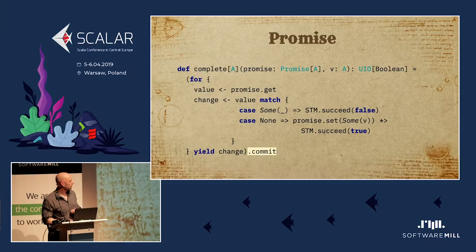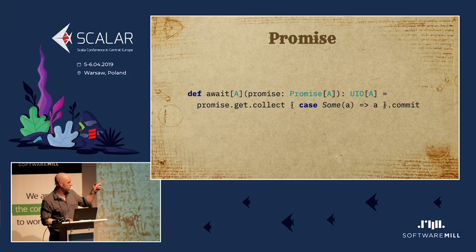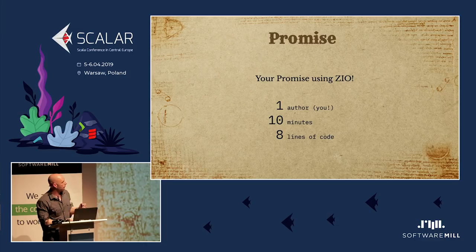To await on the value of the promise, you just call get on that TRef, and you collect it, looking for the case where there's a Some of A, so you can extract the A. And like Wiem said, remember, if that collect doesn't match, this transaction will try again until the TRef is modified, and it will keep on doing that until there actually is a Some inside there. And then you commit the whole thing. This promise implementation has no time or space leaks. It's interruption and error safe, no deadlocks, no race conditions, and it would take you 10 minutes to build this. This is something you could do in 10 minutes with 8 lines of code.